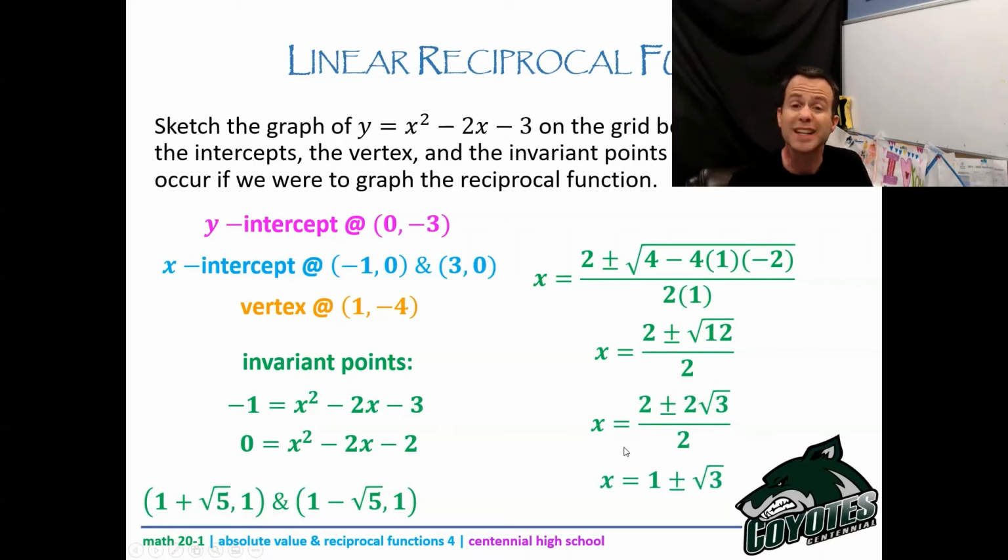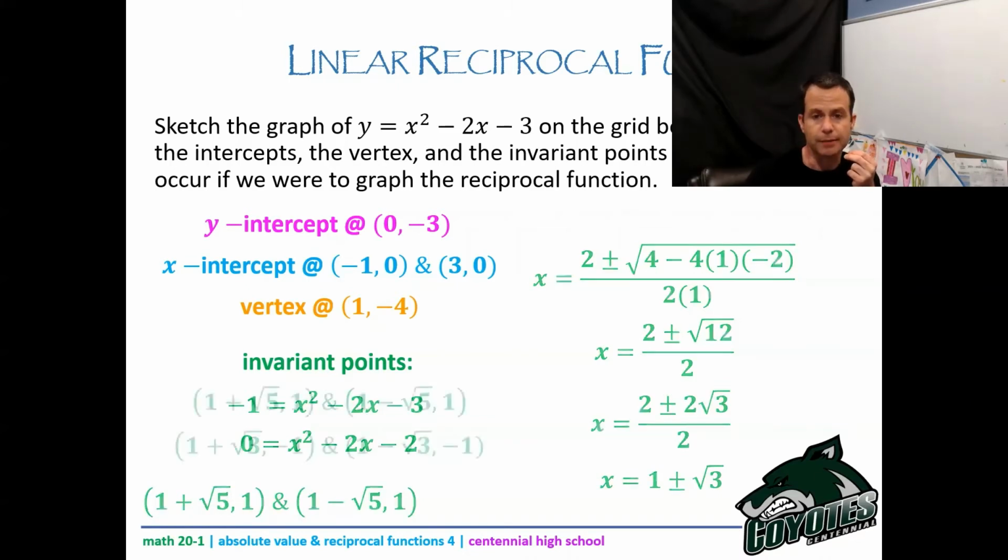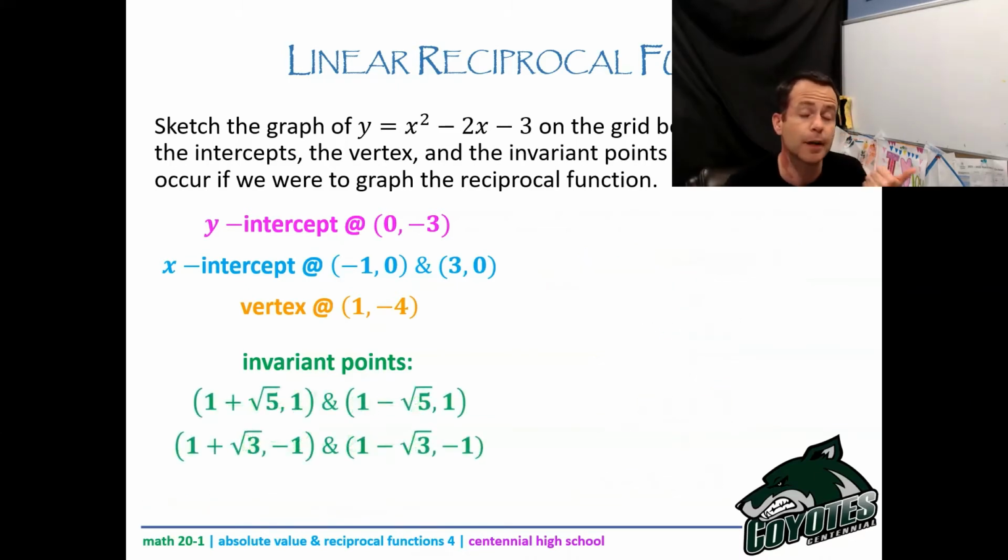Okay, so here's another 2 invariant points. There are 4 invariant points altogether. These guys are at 1 plus root 3, comma -1, and 1 minus root 3, comma -1. So this is everything I've got so far. I've got my y-intercept, I've got my x-intercepts, I've got my vertex, I have my 4 invariant points.